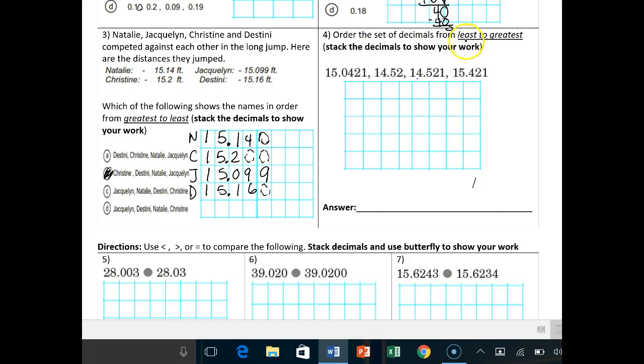Order the set of decimals from least to greatest. Stack the decimals to show your work. So first, all we have to do is stack. We don't have to order them yet. So 15.0421, 14.52, and then fill in zeros.